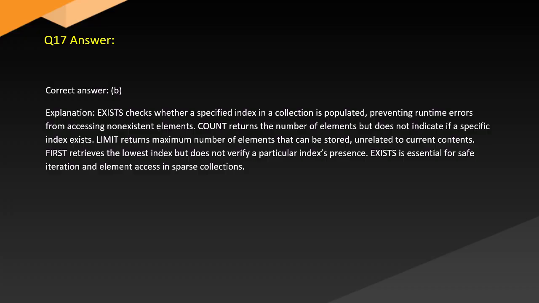Answer. Correct answer: B. Explanation. Exists checks whether a specified index in a collection is populated, preventing runtime errors from accessing non-existent elements. Count returns the number of elements but does not indicate if a specific index exists. Limit returns the maximum number of elements that can be stored, unrelated to current contents. First retrieves the lowest index but does not verify a particular index is present. Exists is essential for safe iteration and element access in sparse collections.